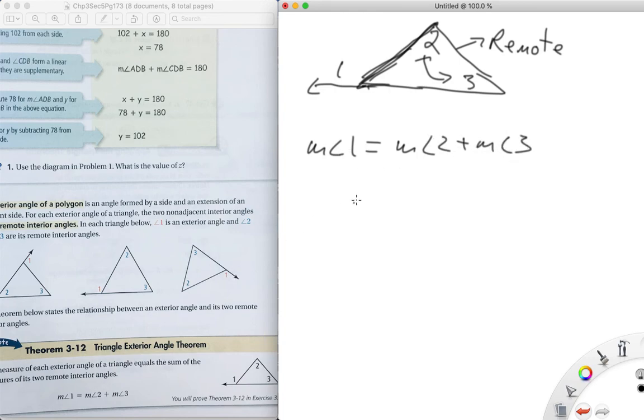This is the triangle exterior angle theorem. The exterior angle is equal to the sum of the two remote interiors, the ones that don't touch.